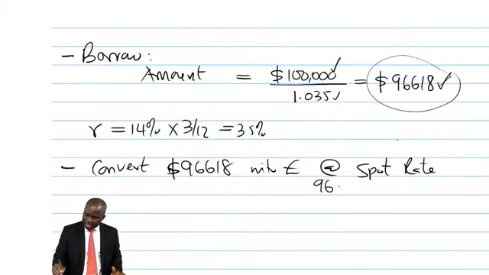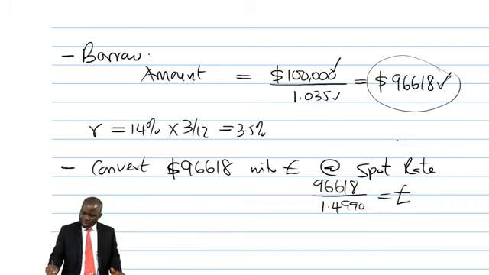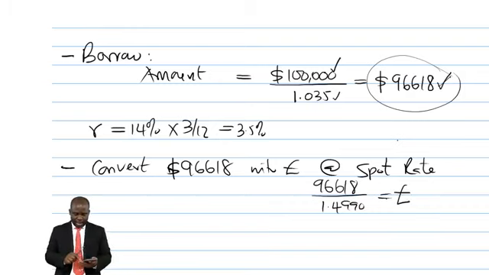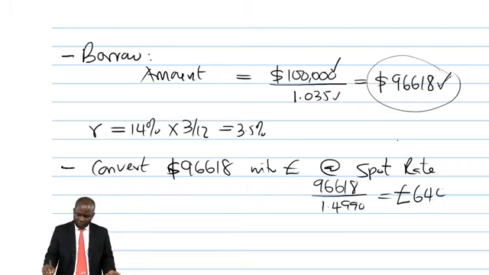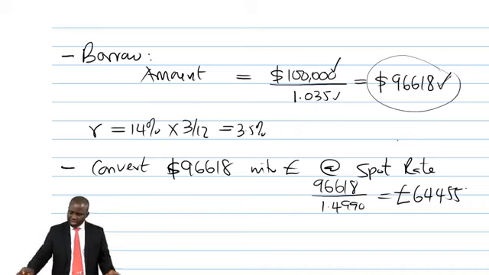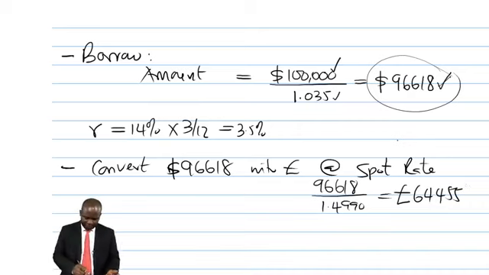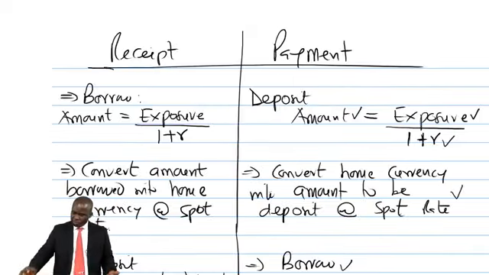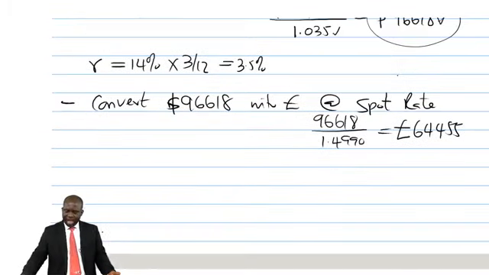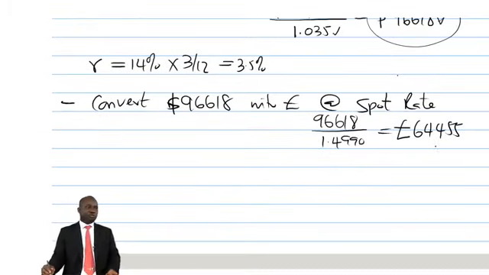So we will convert it at 1.4990. So 96,618 divided by 1.4990. And how much pounds will I bring into my country? This divided by 1.4990, and that is 64,455.